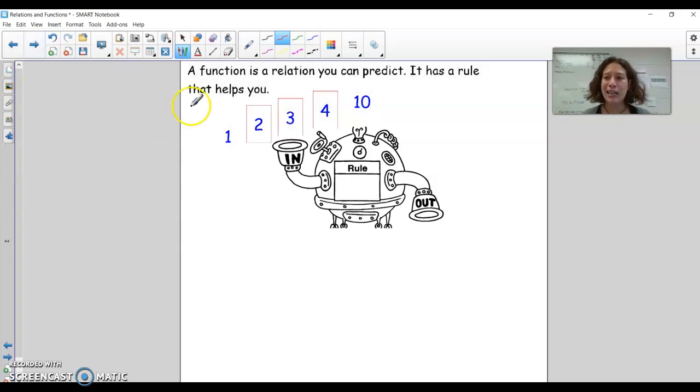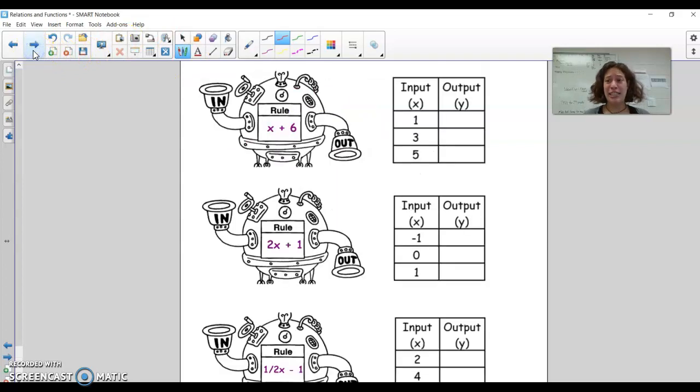The numbers we put in, I'm just going to throw this word out here. The numbers we put into the machine are called inputs. And the numbers that pop out are called outputs. Okay, so yeah, those aren't super important words, but you need to know them. So the numbers you put in are inputs, the numbers that pop out are outputs. Okay, cool. So let's look at some function machines.